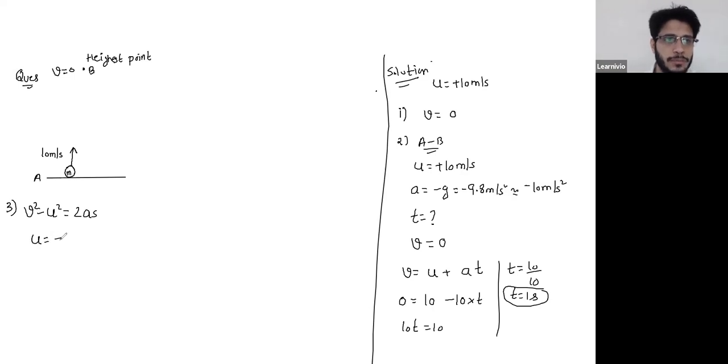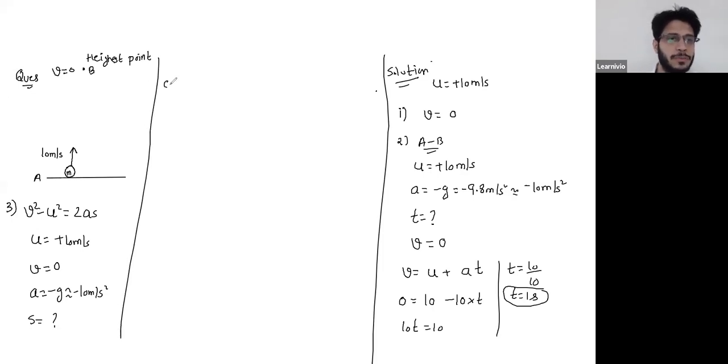Your U is plus 10 meter per second. It's the highest point, so velocity is 0. Your acceleration is minus of g, which means minus 10 meter per second square. And this S you have to calculate. Substituting all these values, 0 square minus 10 square is 2 into acceleration, which is minus 10, multiplied by displacement. So minus 100 is minus 20s. So S comes out to be 5.